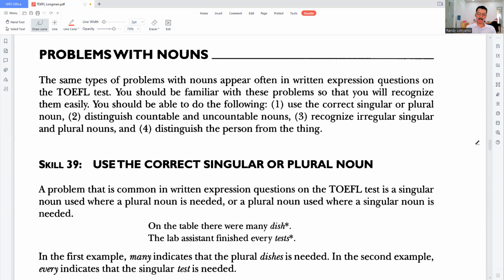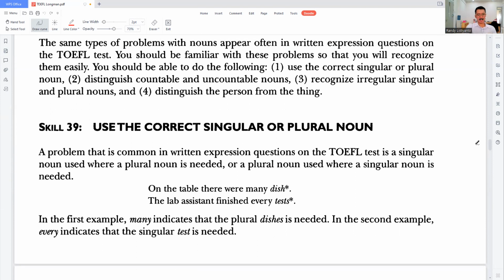First, use the correct singular or plural noun. Second, distinguish countable and uncountable nouns. Third, recognize irregular singular and plural nouns. And fourth, distinguish the person from the thing. Okay, let's move on to the first skill.